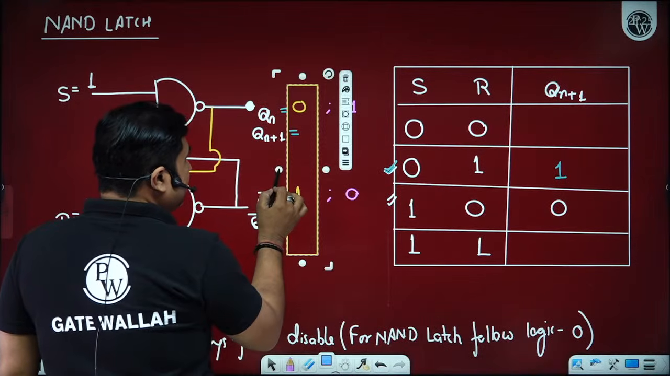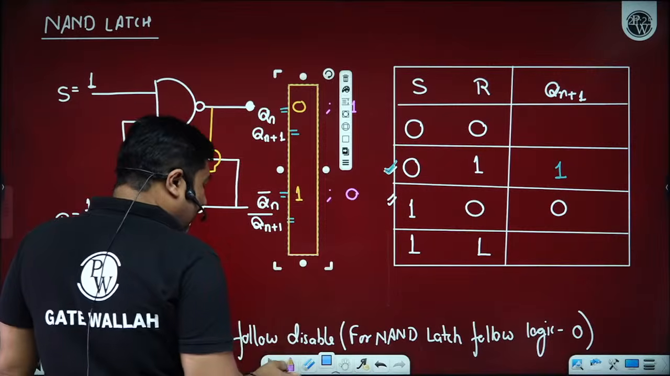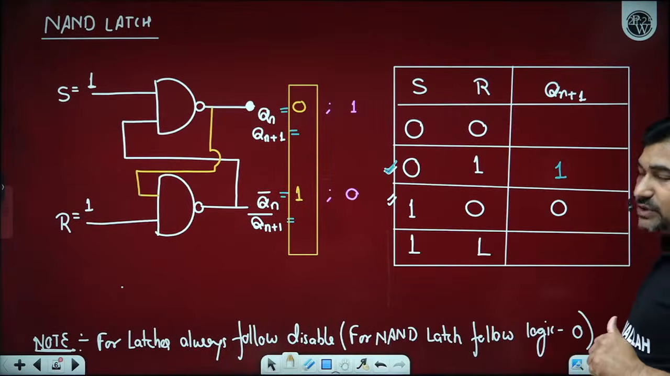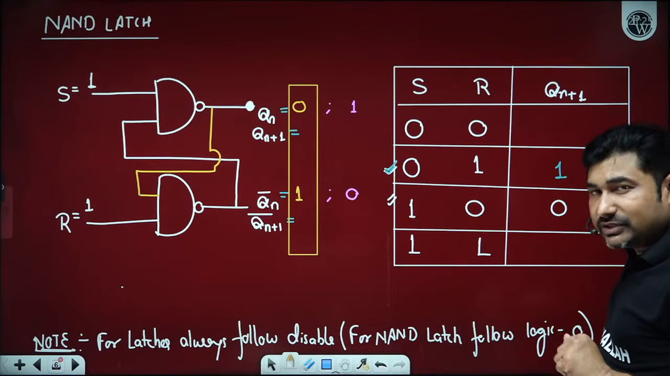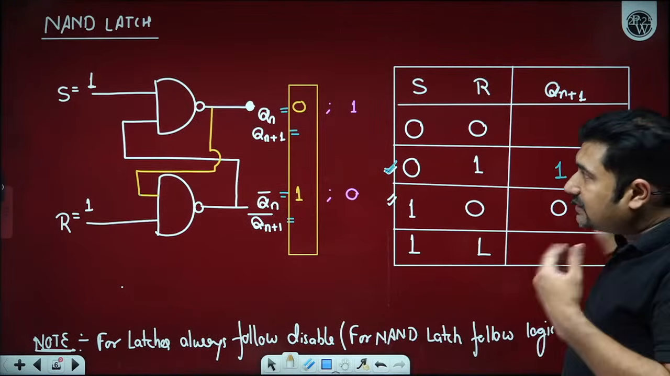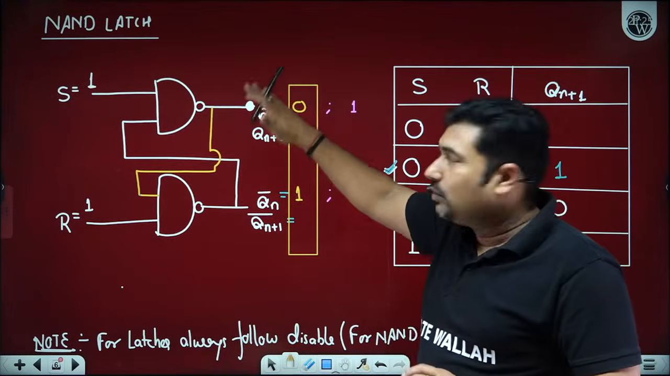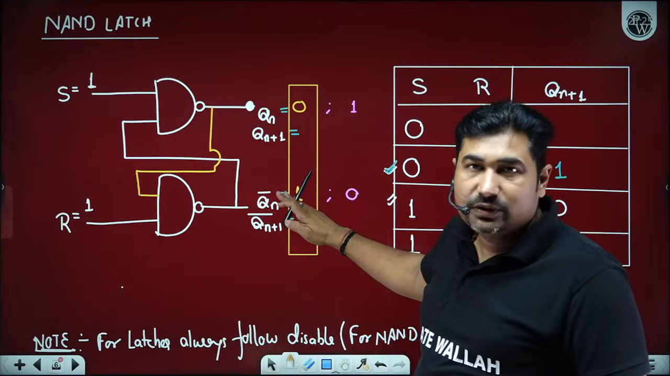So this yellow one case is indicating before applying the clock pulse, before applying input S equals 1 and R equals 1. Before applying input S equals 1 or R equals 1, let us suppose we have a present state Qn, Qn bar as 0, 1. Is it okay? Yes, sir.